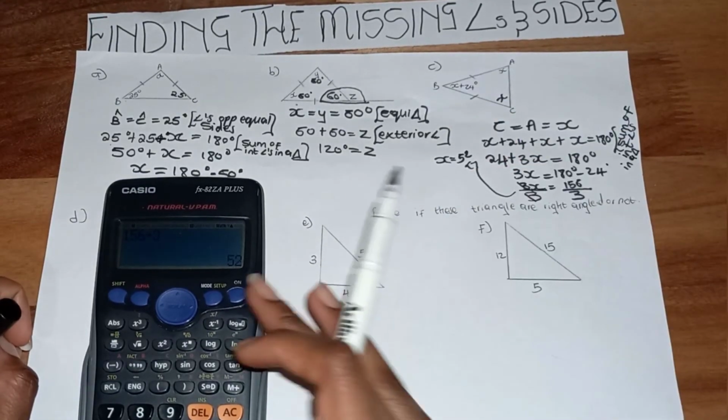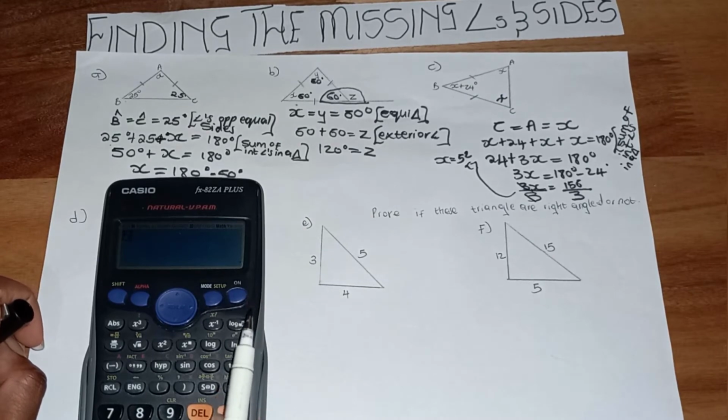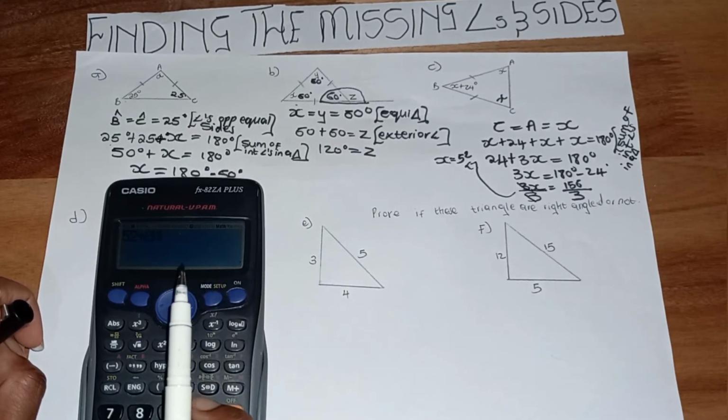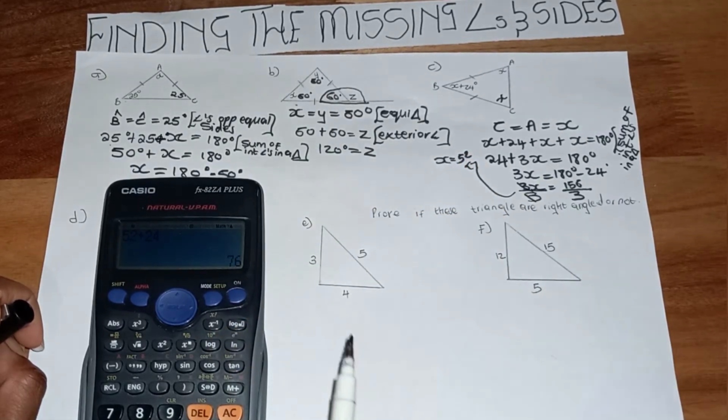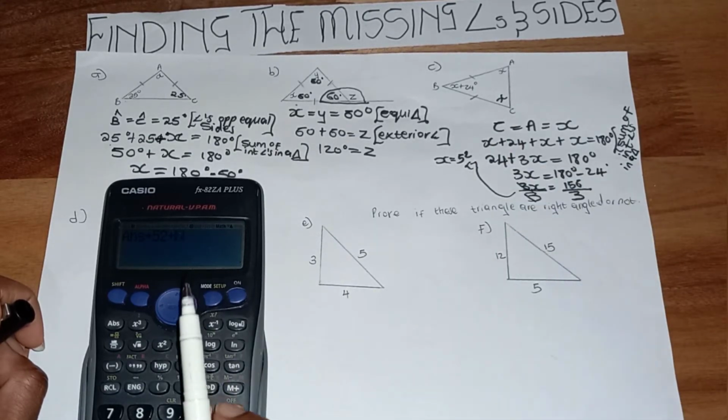So if you want to know the angle B, you're going to substitute x equals to 52 plus 24. Your angle B is equal to 76, and your x for angle A equals to 52, plus your x for angle C equals to 52.